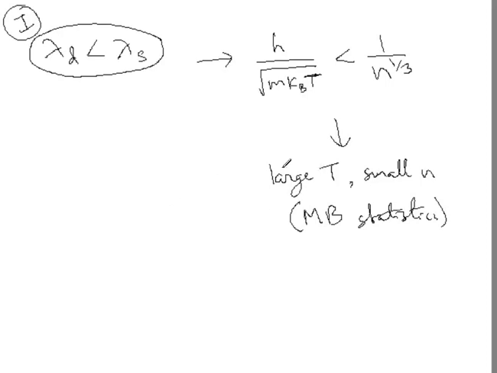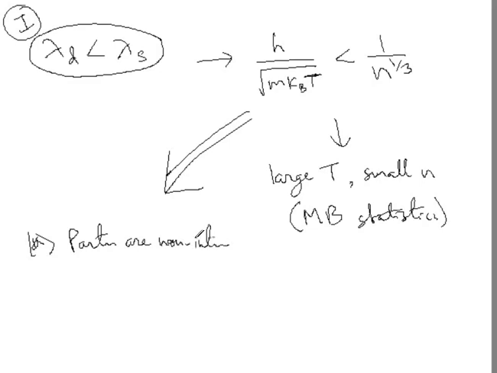When this happens, the first thing we can say is that the particles are non-interacting, so basically you are dealing with classical particles. Non-interacting means there is no mutual interaction between the particles. The second thing we can say is that the particles are individually distinguishable.